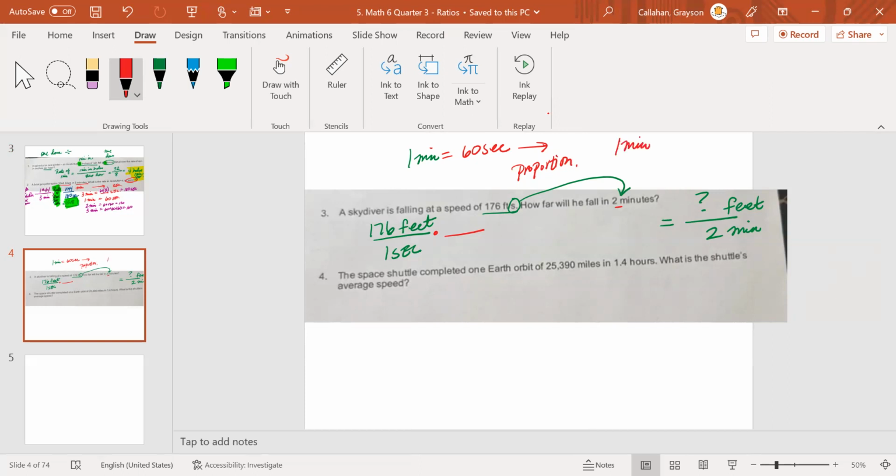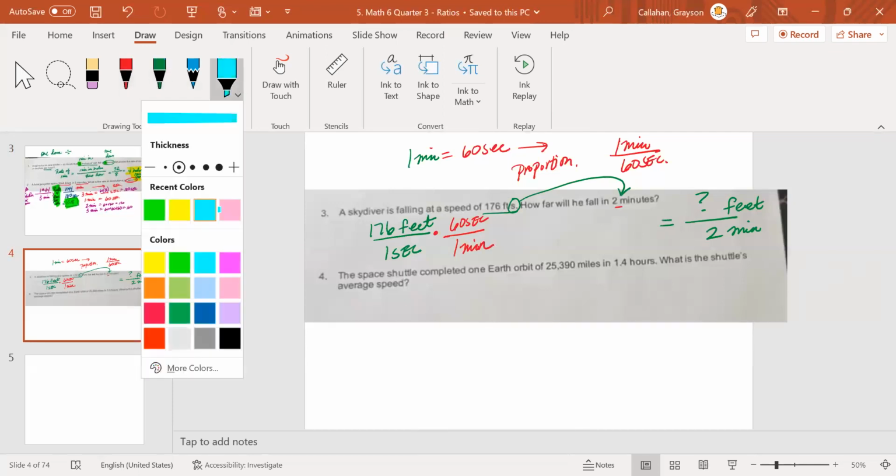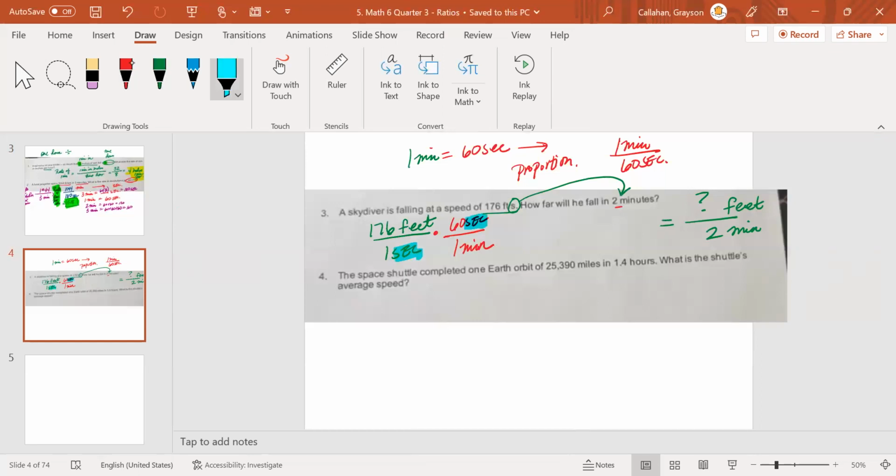1 minute is equal to 60 seconds. Okay? So if I want to get rid of the seconds, I'm going to put 60 seconds on top. We actually did this last year. Over 1 minute. The reason you want this on top and bottom is so that we can cancel it. So the seconds cancel. Now I have whatever number that is going to be feet per minute.